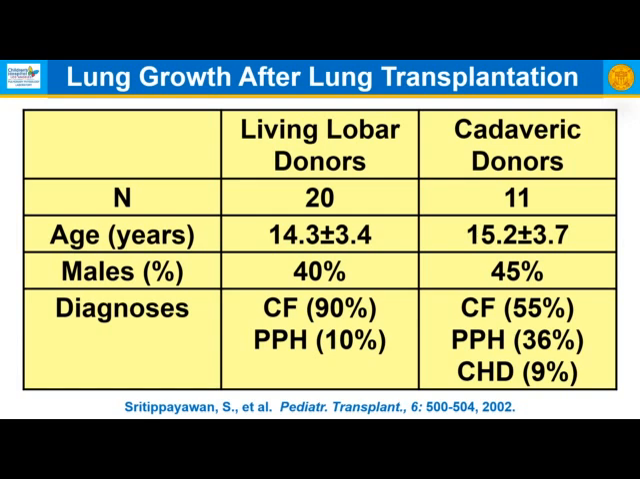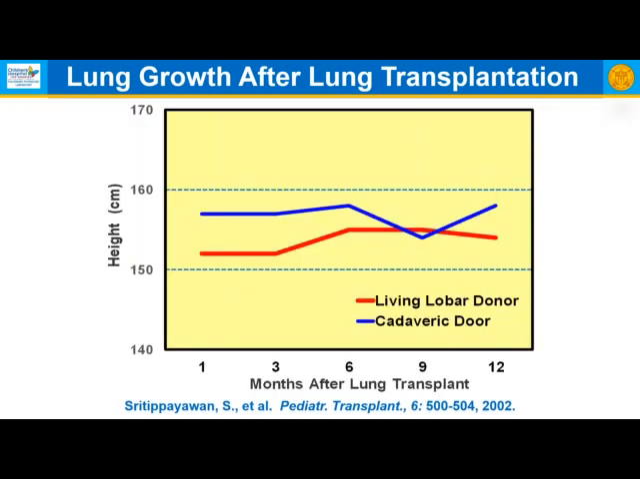You can see the majority of subjects in each group had cystic fibrosis as their reason for lung transplant. A few had persistent pulmonary hypertension, again, larger. Some of these had congenital heart disease. So this is change in height, months up to a year following both living lobar and cadaveric donor transplant. Really not much difference.